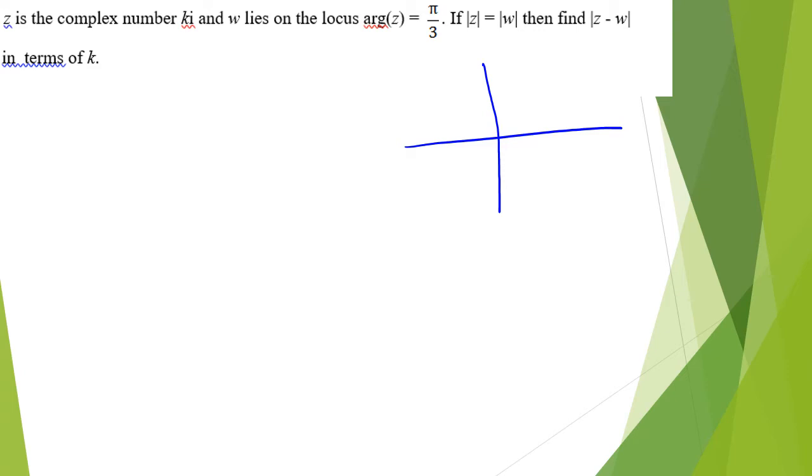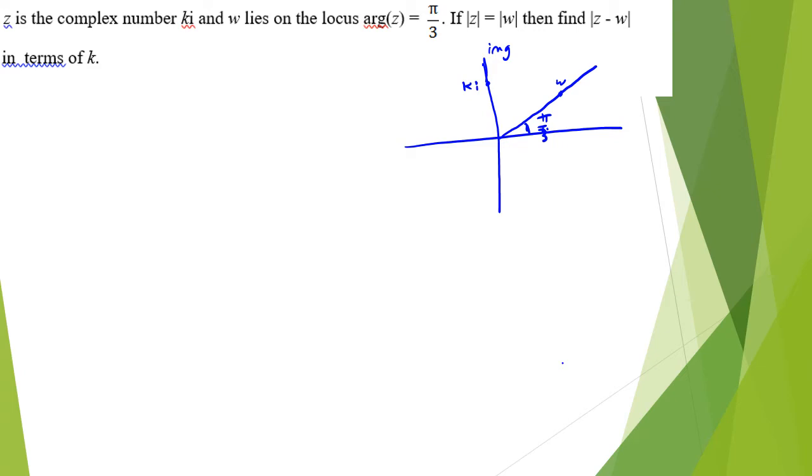So you've got the complex numbers. The first one is ki. ki is just imaginary, so somewhere here. Don't worry about the value of k, it's just the imaginary part. So that's ki. Now the argument of w is pi over 3, which means this angle here is pi over 3. W lies on this line in here, so it could be here, it doesn't matter.